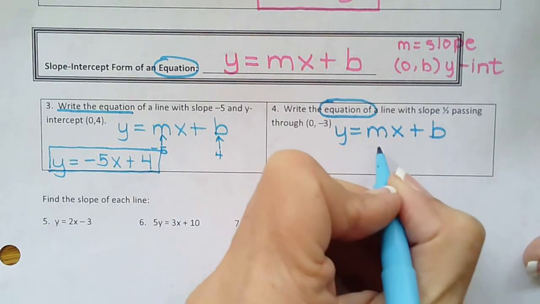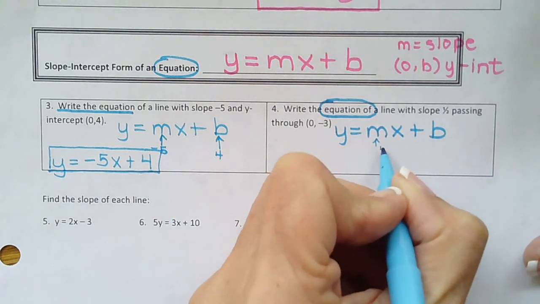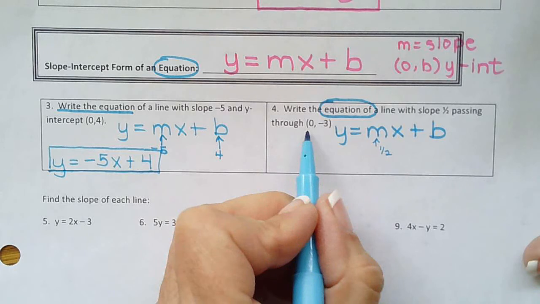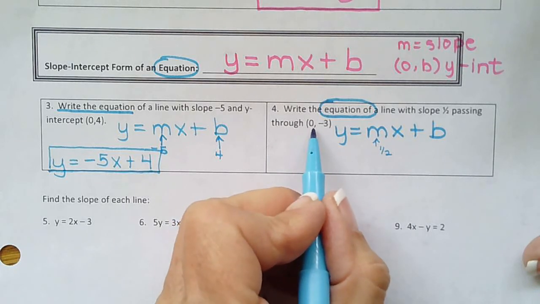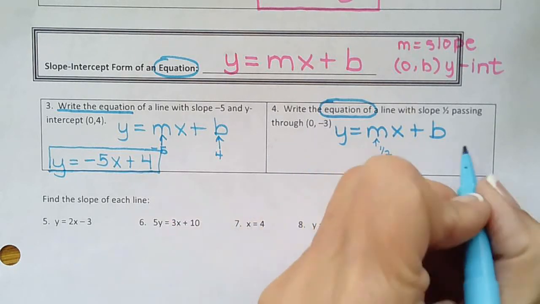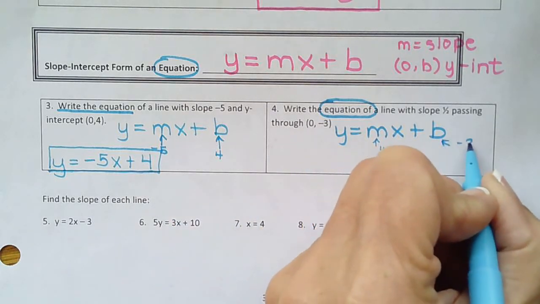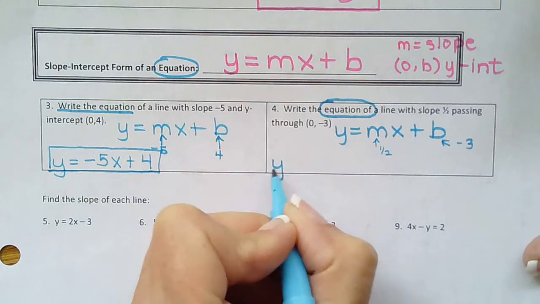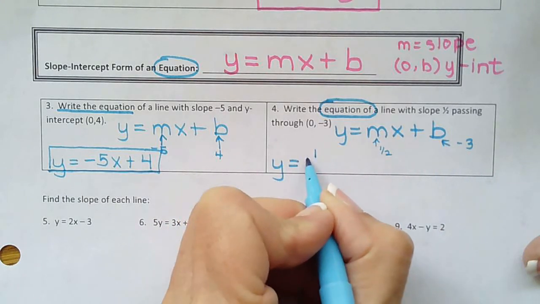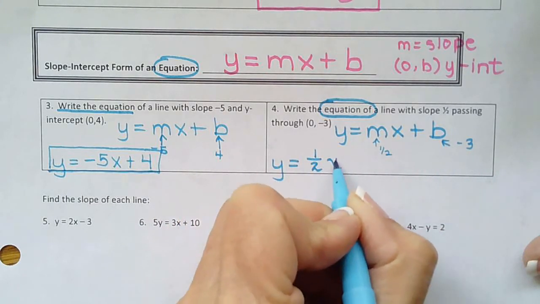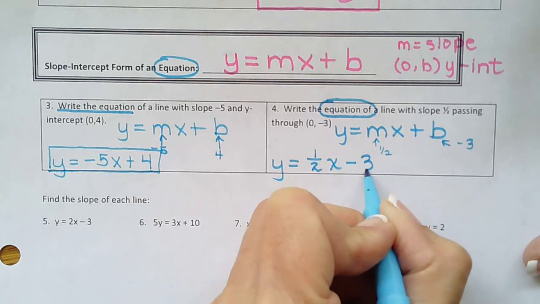This one, the slope is 1/2. And the y-intercept, x is always 0. So b is -3. So we get y equals 1/2 x minus 3.